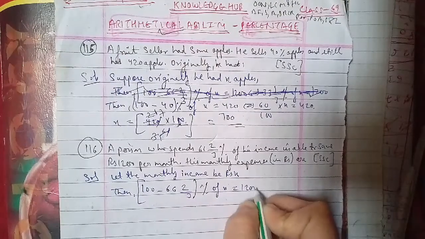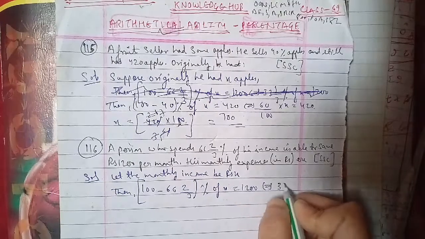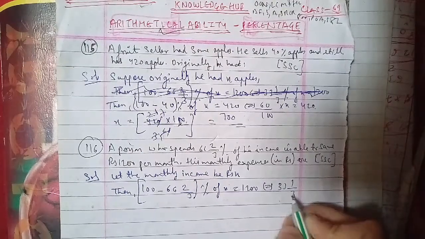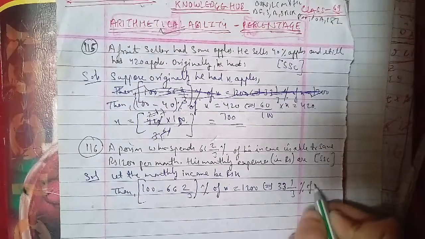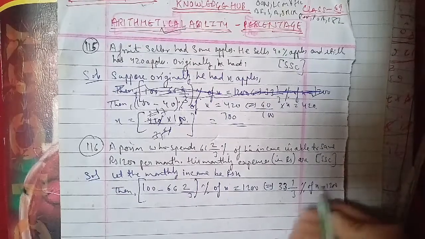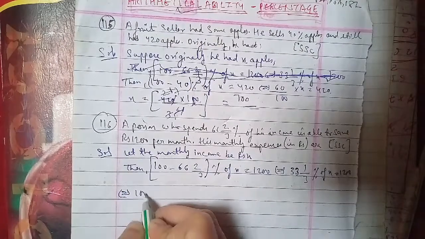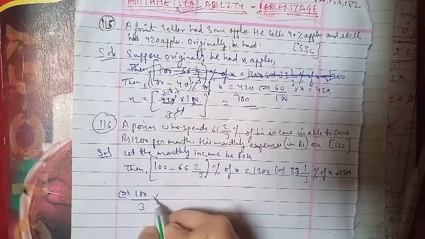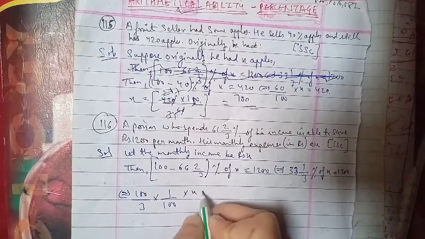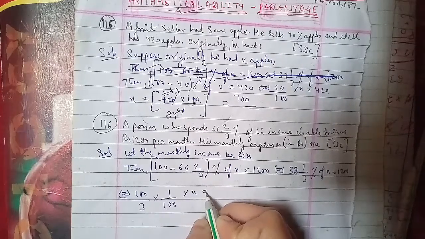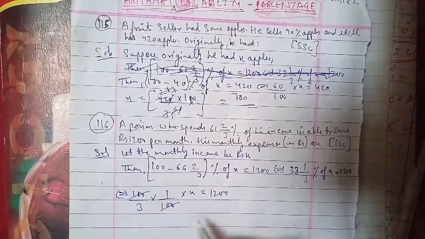33 upon 1 upon 3% of X equals 1200. 100 upon 3 into 1 upon 100 into X is equal to 1200. 100 being cancelled by 100 here, so it will give you 33. 1 upon 3% of X equals 1200.